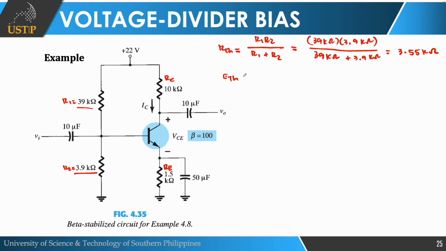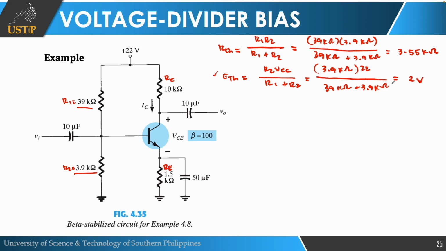And then we have the Thevenin equivalent voltage, that is R2 VCC all over R1 plus R2. R2 is 3.9 kilo ohms. Make sure that you don't interchange the two resistor values, because you will get a different value of ETH if you wrongly input the value. So VCC is 22 volts all over R1, which is 39, plus 3.9 kilo ohms. So that is equivalent to 2 volts.